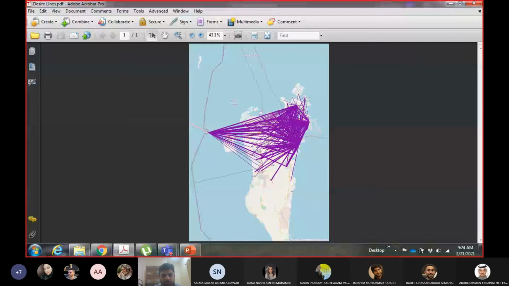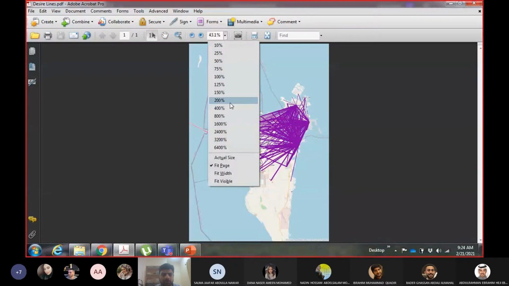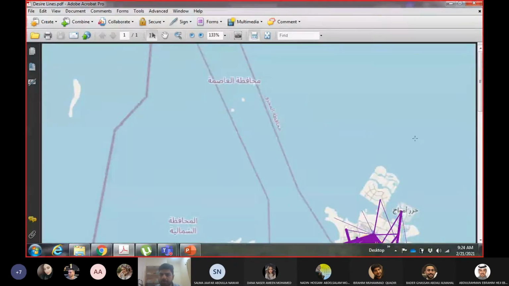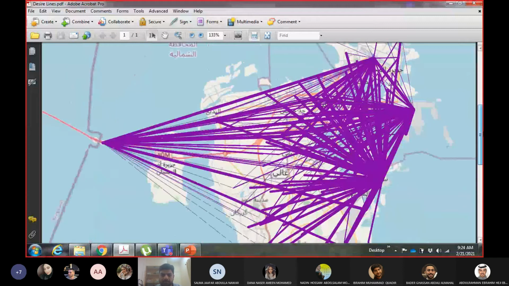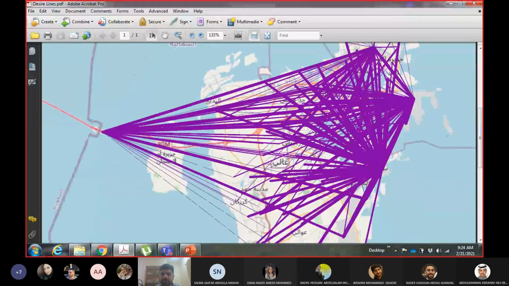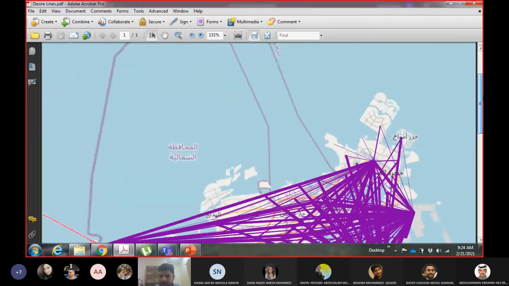So this is for the freight movement in Bahrain. Okay, you can see they are coming mainly from the port areas. These lines are coming mainly from the port areas. I don't know whether you can guess the other areas or not, but one of them is an airport. I don't know which one.